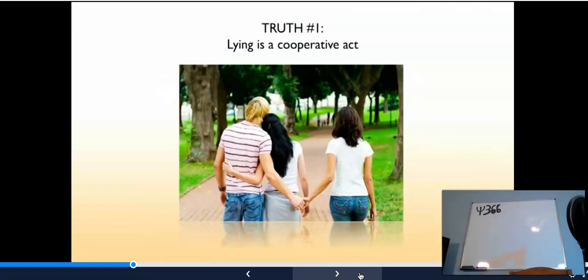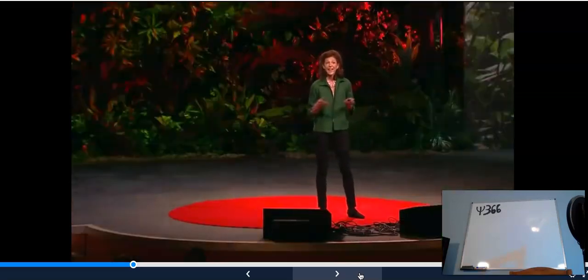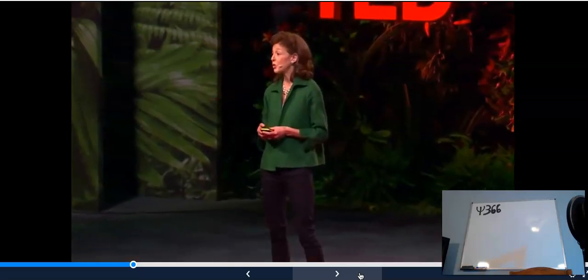Think about it. A lie has no power whatsoever by its mere utterance. Its power emerges when someone else agrees to believe the lie. So I know it may sound like tough love, but if at some point you got lied to, it's because you agreed to get lied to. Truth number one about lying: lying's a cooperative act.